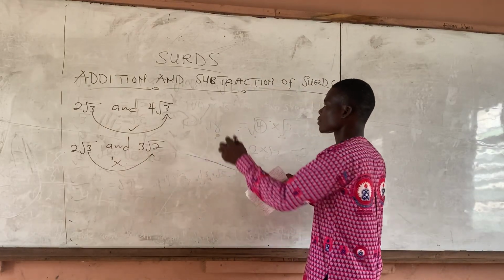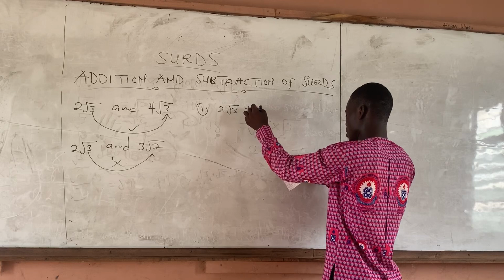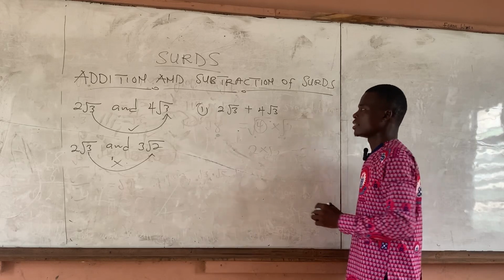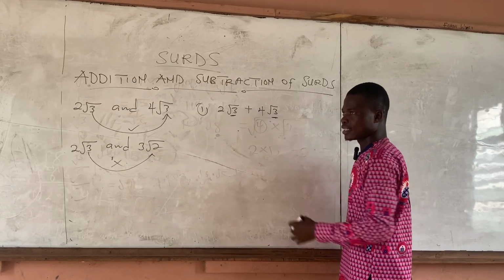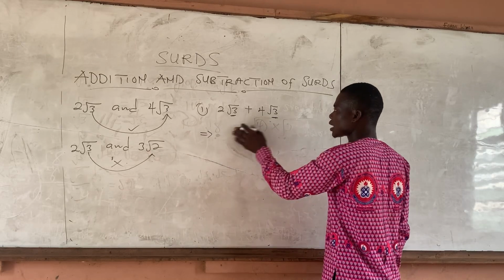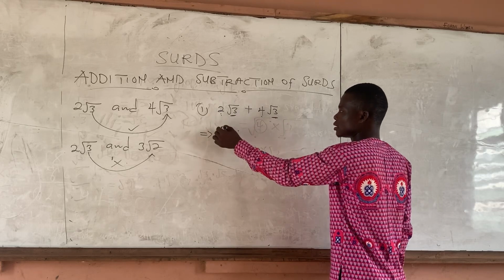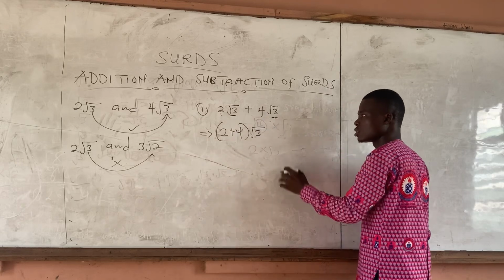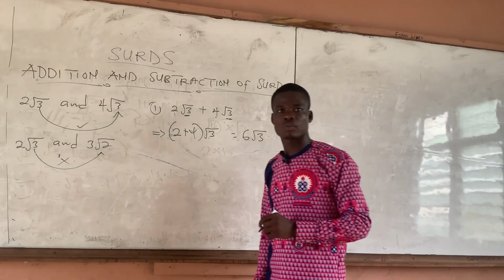The first example, suppose we have 2 root of 3 plus 4 root of 3. Let's take our time and check. The number here is root 3, and here is 3, meaning they are like sets. Since they are like sets, we can add them. We add them by taking the constants, or the coefficients, of the sets. That's 2 plus 4. Since they are like sets, we choose one of the roots. And 2 plus 4 is 6 root 3.